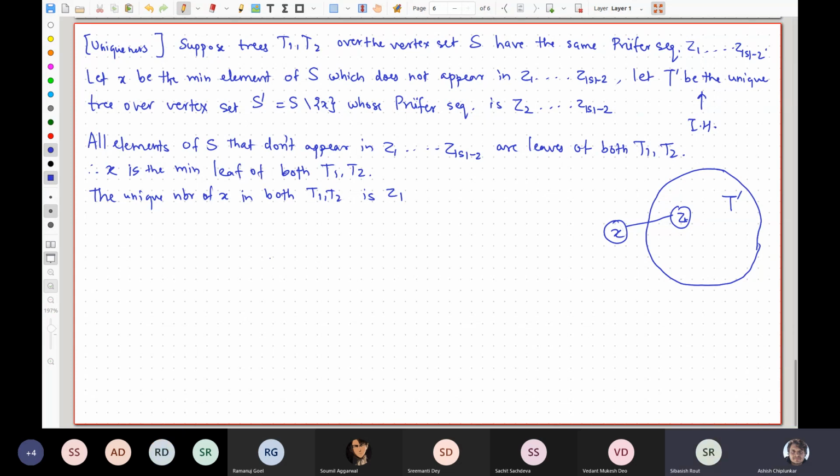Yeah, sure. I'll explain the last couple of steps in fact. We agreed that all elements of S that don't appear in the Prufer sequence are leaves of the tree. So that precise set of elements must be the set of leaves of both T1 and T2. So T1 and T2 have the same set of leaves. That's all we are saying. Because they have the same set of leaves, they have the same minimum leaf. So X is the minimum leaf, and by the definition of the Prufer sequence, in both T1 and T2, the unique neighbor of X must be Z1.